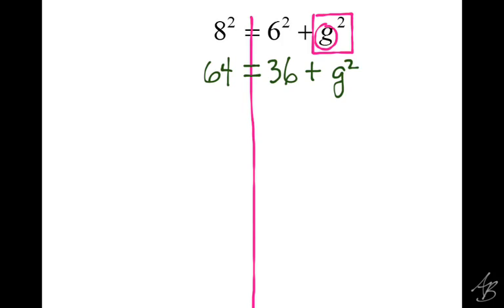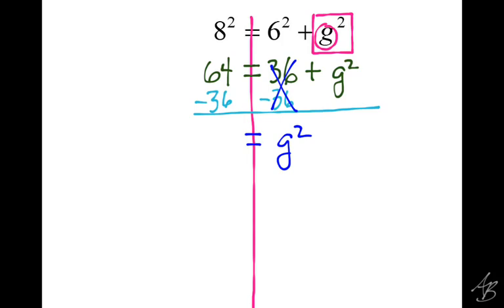Now I still need to get the square by itself. So what do I need to get rid of to get the square by itself? The 36. So how do I get rid of the 36? Subtract 36. So we're going to subtract 36 on each side. 36's cancel, leaving g squared on the right side. On the left side, what is 64 minus 36? 28. Okay. Now what?